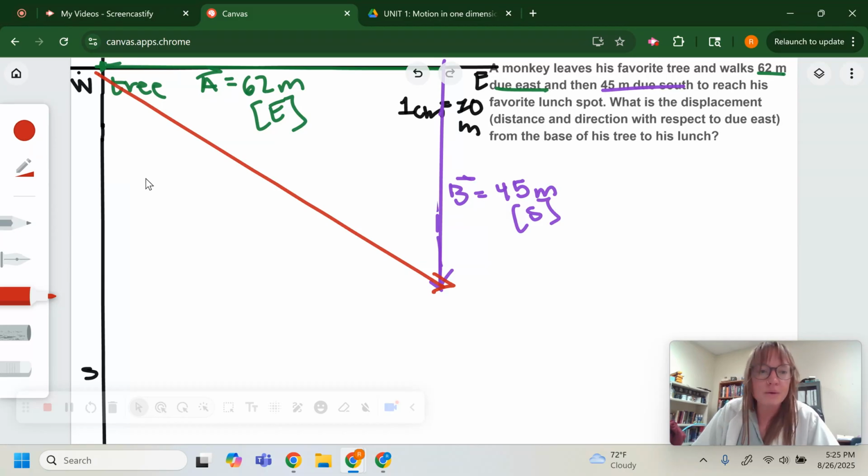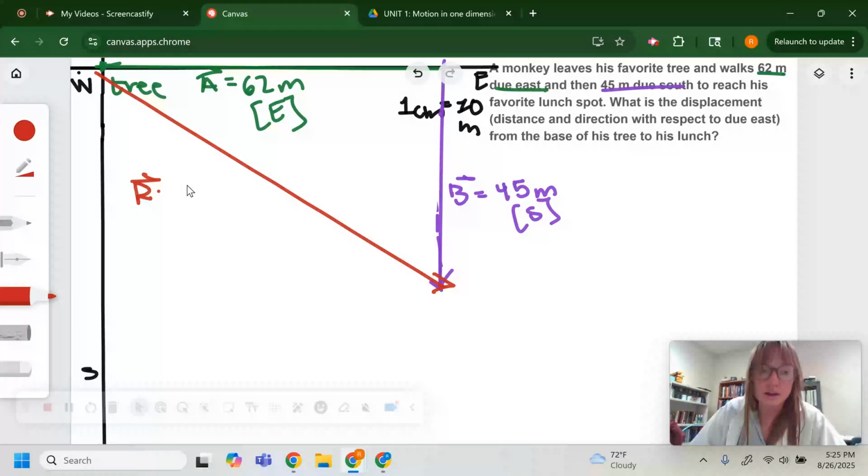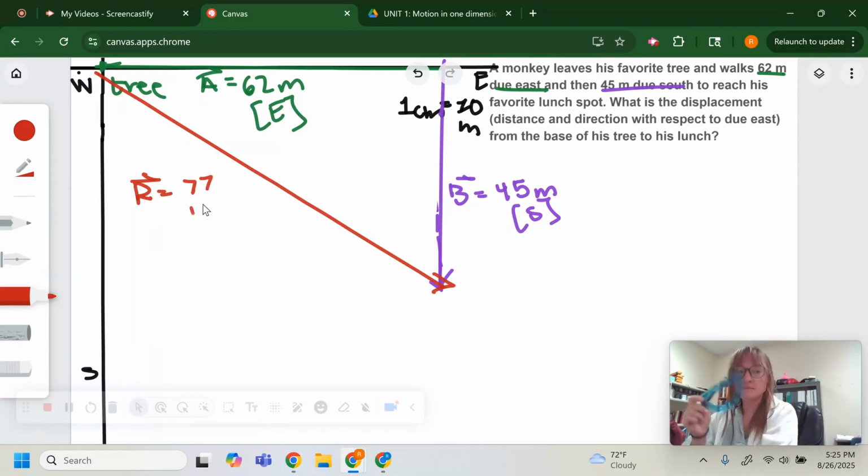And finally, we're going to label it. This is the resultant vector R. And the resultant vector R, if you want to find the length of it, you can measure it. I'll measure mine here, and when I measure mine with my ruler, I get 7.7 centimeters. That translates, according to my scale, I take 7.7, I divide it by 1, and then I multiply it by 10. That gives me 77 meters. So I'm going to write 77 meters.